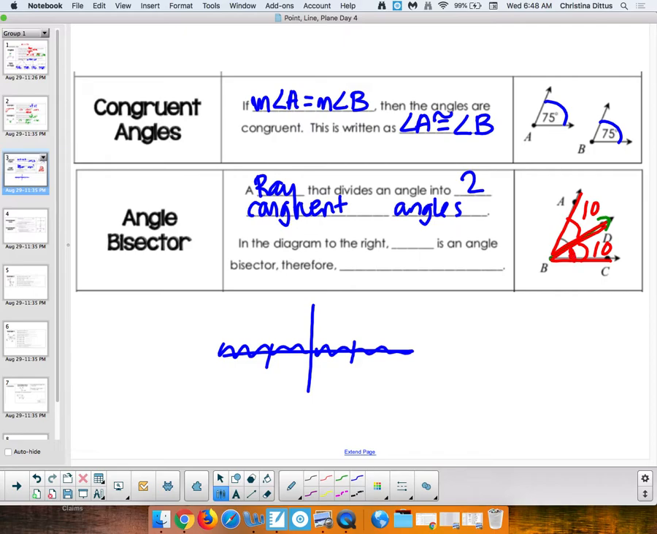And that is always noted with these little arc things, just like we had these line things in our segments. So again, in the diagram to the right, my ray BD, this thing comes crashing through. It's an angle bisector, and it makes angle ABD congruent to angle DBC. Like we said, the thing's marked with little arcs here.